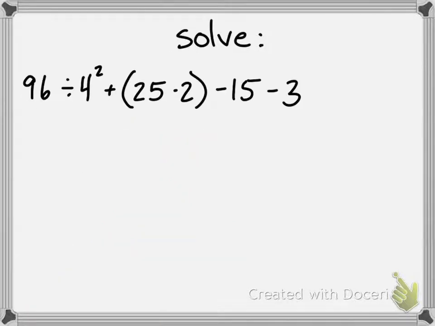Okay, Camilla, let's start. What did you do first? First, I multiplied 25 and 2. Perfect. So we do the parentheses first, and what'd you get? I got 50. Excellent. So I'm going to write out the whole problem right below again.